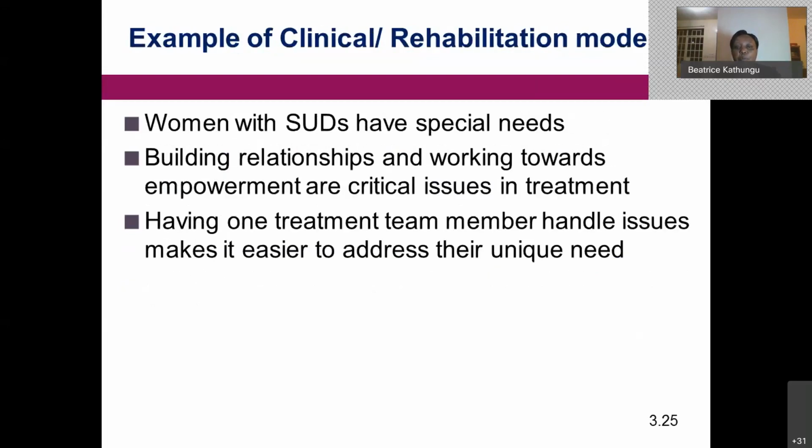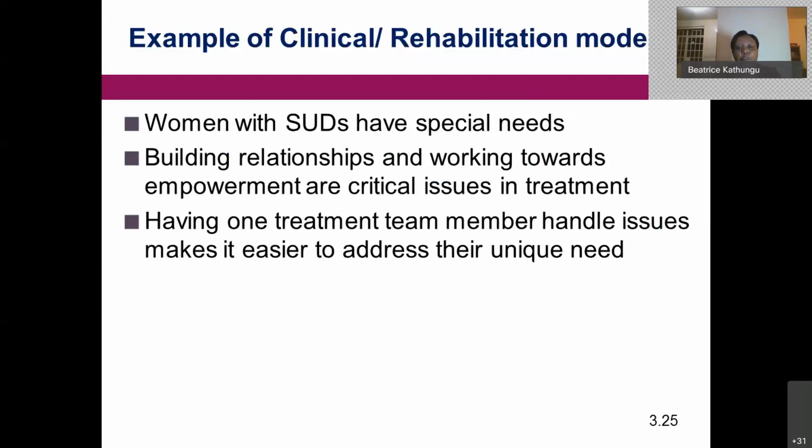Now, a good example of application of the clinical rehabilitation model is when we have people with special needs, like women with SUDs, because they have their own special needs, which could come from relationships. Some are affected by violence, others have children they need to take care of and they don't have housing. So when you have women with SUDs with all these special needs, this model works pretty well for them.